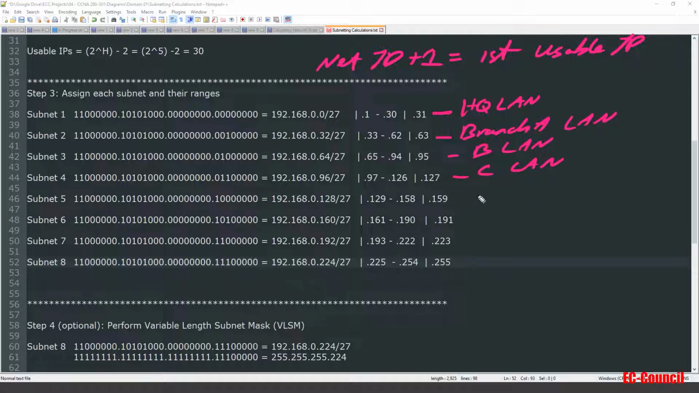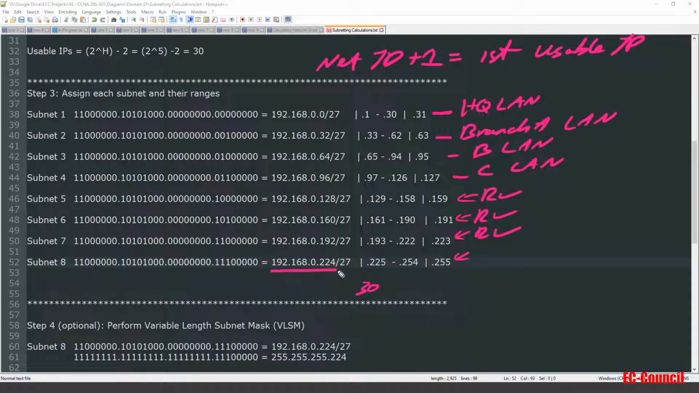Now we can assign these here to our WAN links because we have 4 remaining networks and we have 3 WAN links. But the problem is this: each of these networks has a total of 30 usable IPs. And since a WAN link only requires 2 IPs, we'll be wasting 28 IPs in total. So what can we do? Well, we can simply use these here as future reservations. So future reservation, future reservation, future reservation.